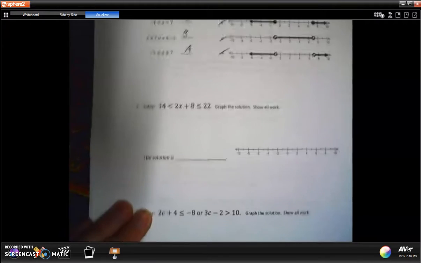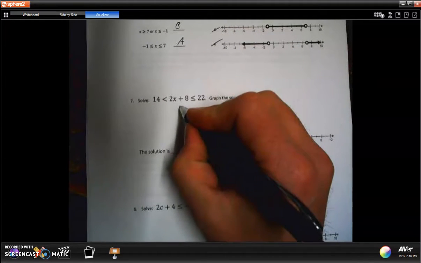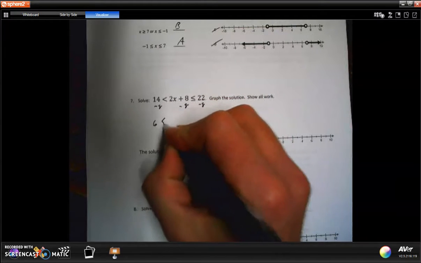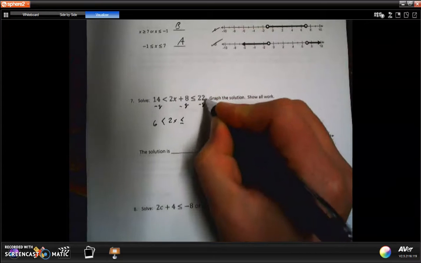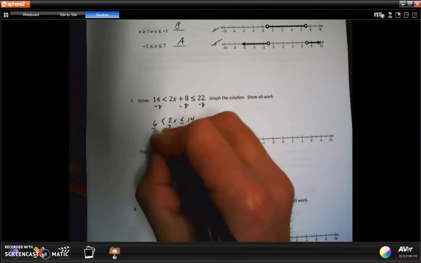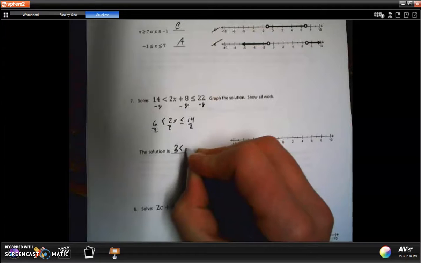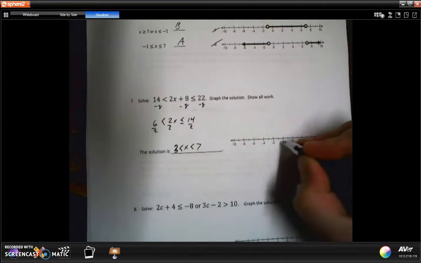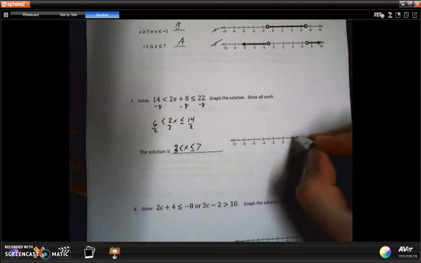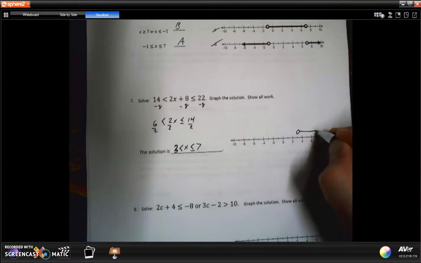That was easy. All right, solve for x. What's nice about these is it's an and, so if I subtract 8, I do it to all sides. 14 minus 8 is 6, is less than 2x, which is less than or equal to 22 minus 8, which is 14. Divide by 2, I get 3 is less than x, which is less than or equal to 7. So 3 is right here, open circle, and it goes up to 7, which is a closed circle.